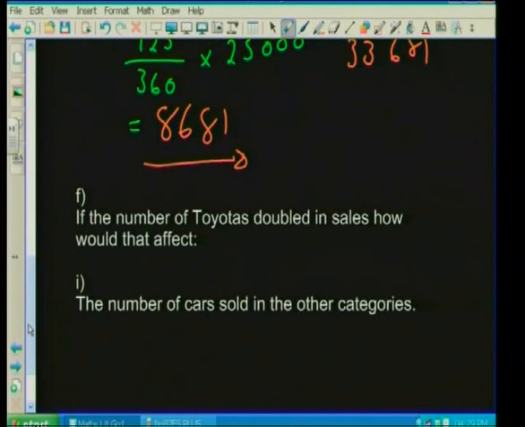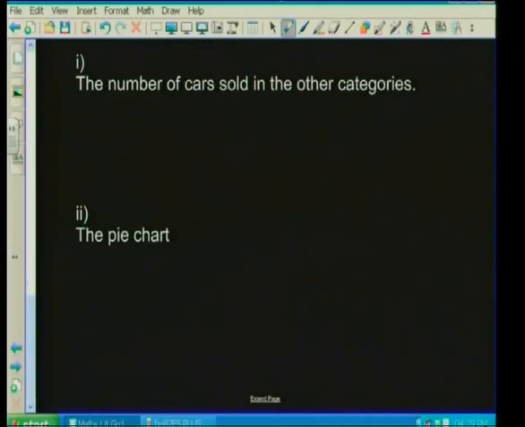Okay, so how would it affect the number of cars sold? We're going to have sold an extra 8,000 cars. How does it affect the pie chart? Well, for the pie chart, the Toyota section is going to get bigger and the others are going to get a little bit smaller. All right.